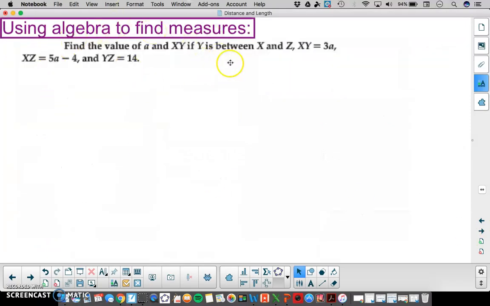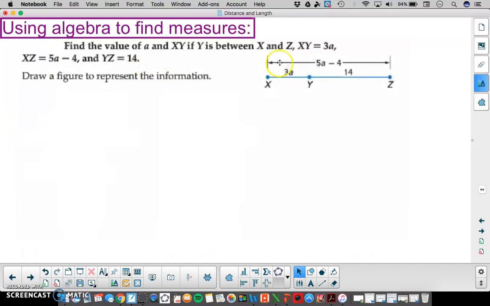Using algebra to find measures, we have: find the value of a and the measure of XY if point Y is between point X and point Z. The measure of XY is equal to 3a, XZ is equal to 5a minus 4, and YZ is equal to 14. So we have expressions that represent each one of those values. It will help to draw a figure to represent this. So let's draw our figure here.